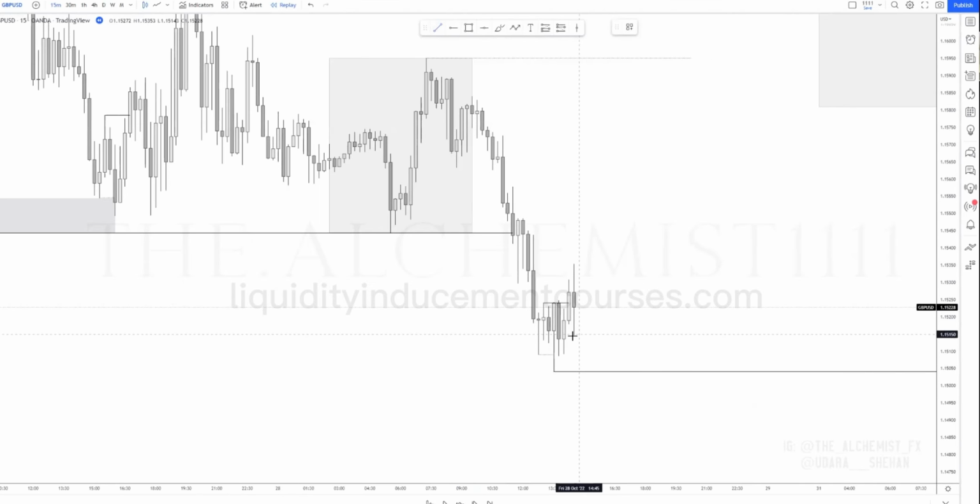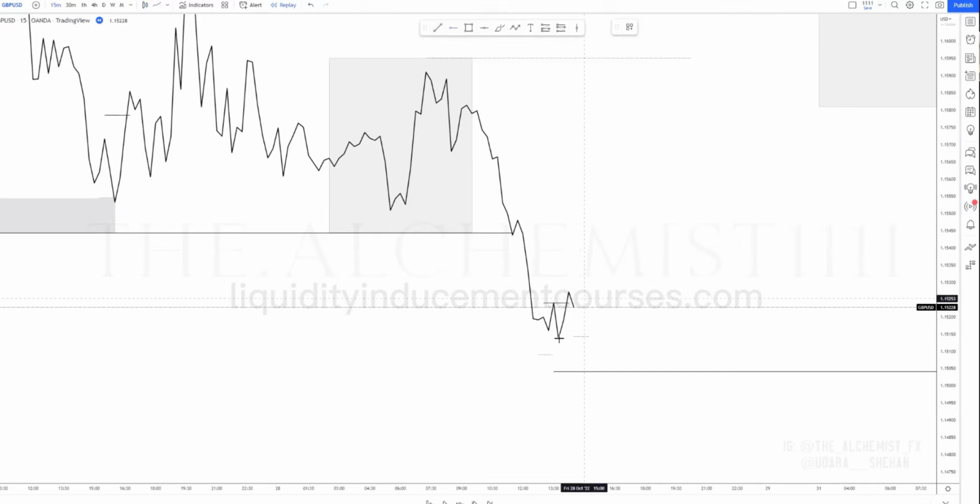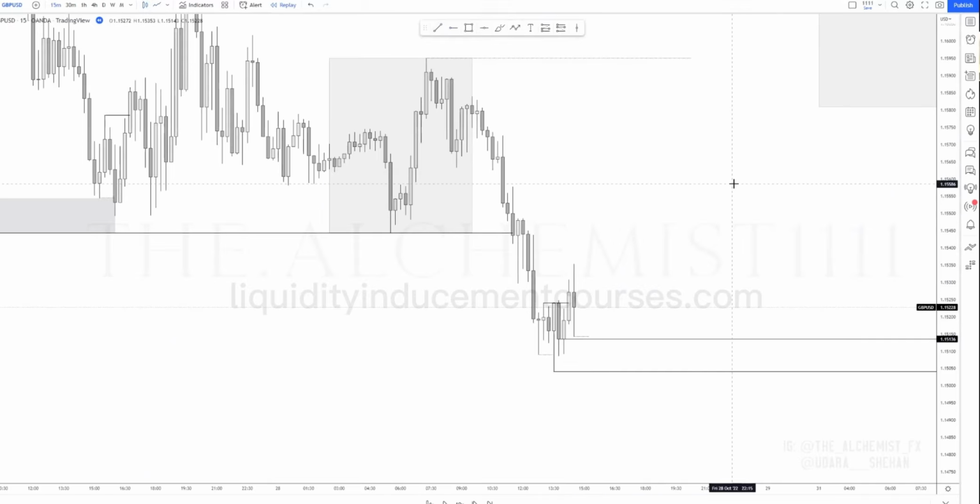So what happens now? Liquidity. Right below it, what do we have? A support. Can you see that? We have this formation once again.